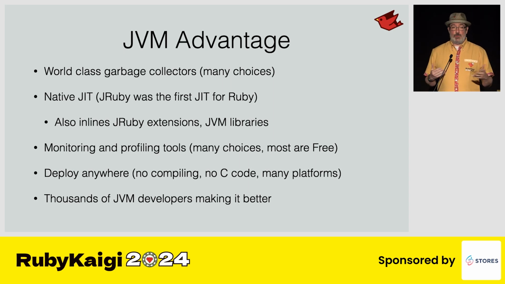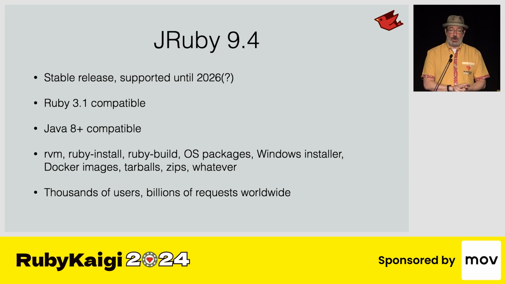We get to deploy anywhere there's a JVM, which basically means anywhere. All platforms have some form of JVM, and JRuby runs on almost all of those just fine. We've also got a huge team of people out there that are constantly making the JVM better. We don't have to do a lot of that work. I don't know how to write a garbage collector. I would not be good at writing a native JIT, but we get that benefit just by being on the JVM.